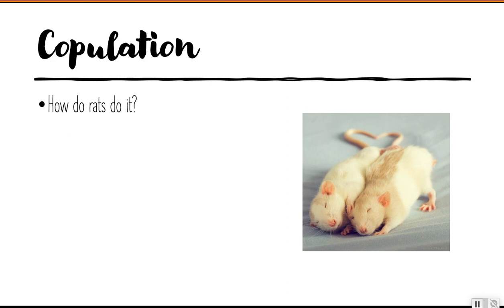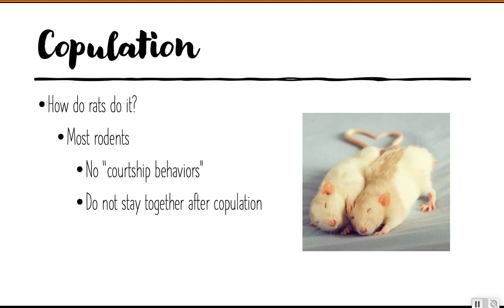So now we are going to focus in on rats more specifically. We have a cute little picture of some rats on here. So how do rats do it? Most rodents do not show courtship behaviors at all. They don't tend to stay together after copulation, and they are attracted to each other through different odors that they give off, or different smells.